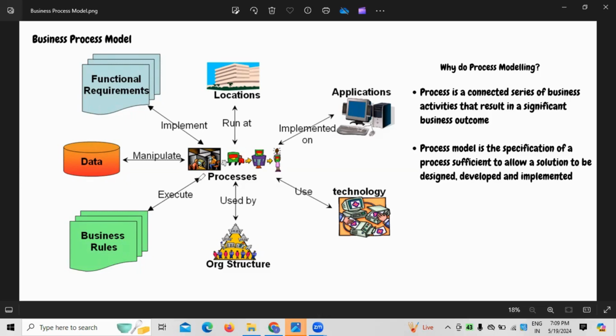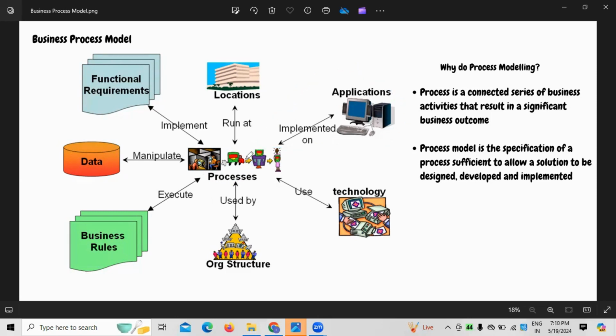So that's where this point lies, and this is important here to you. Process, right? So process runs among the locations, point number one. Next, where this process will be implemented, this process will be implemented in the applications, right?